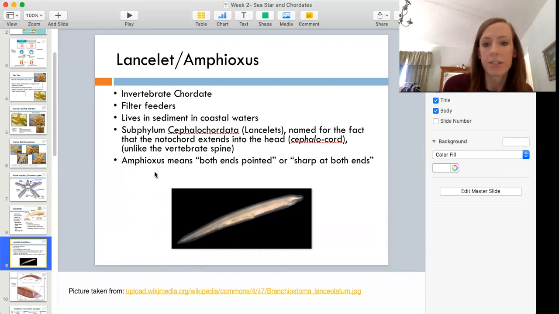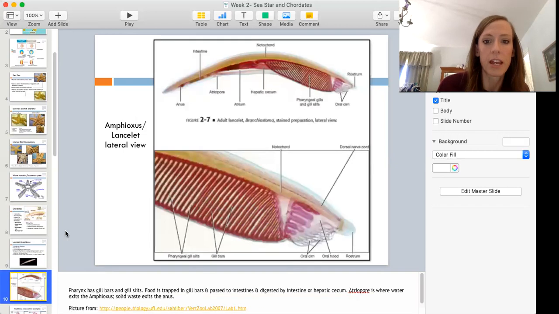For amphioxus itself, I like to take apart the words and it helps me to remember which one's which. Amphioxus means both ends pointed or sharp at both ends. As you can see in the organism picture here, it looks pretty sharp, pretty pointed at both ends. It's not actually sharp to the touch, but pointed on both ends. So this is the first organism we're going to look at, the lancelet and amphioxus.